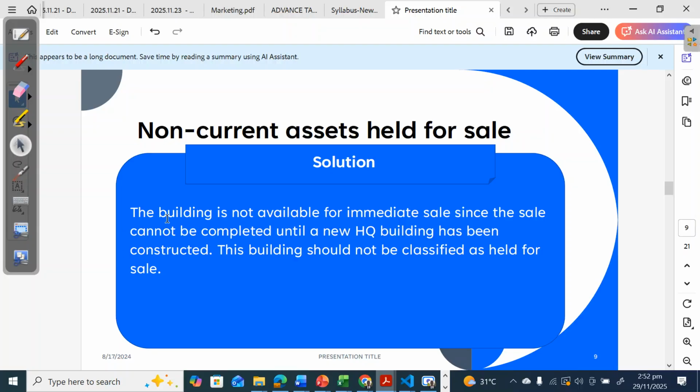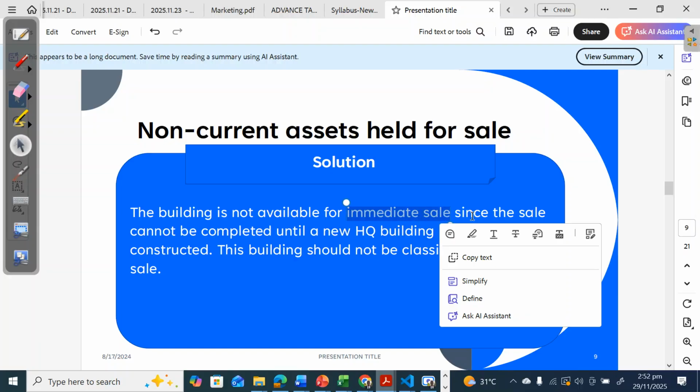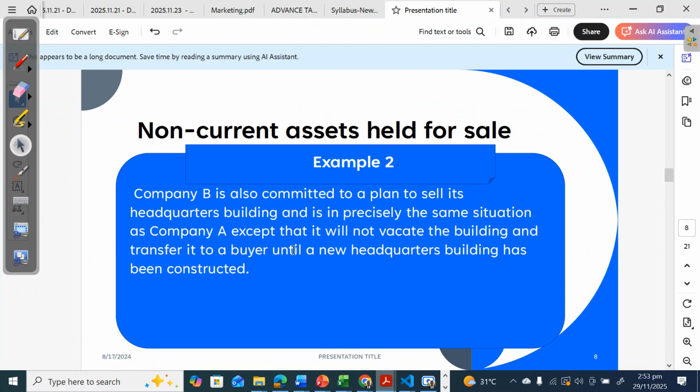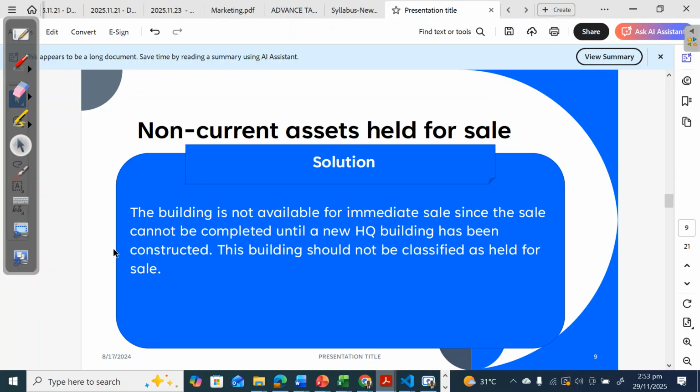Okay, so let's look at the solution. The building is not available for immediate sale, like you said, since the sale cannot be completed until a new headquarters building has been constructed. This building should not be classified as held for sale. So because they have to construct a new office building, they cannot classify it as held for sale.